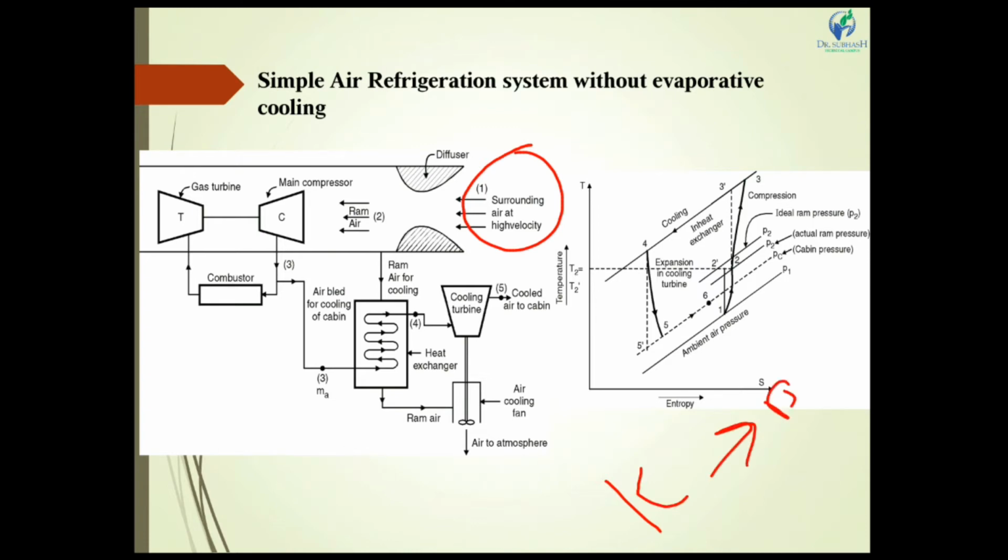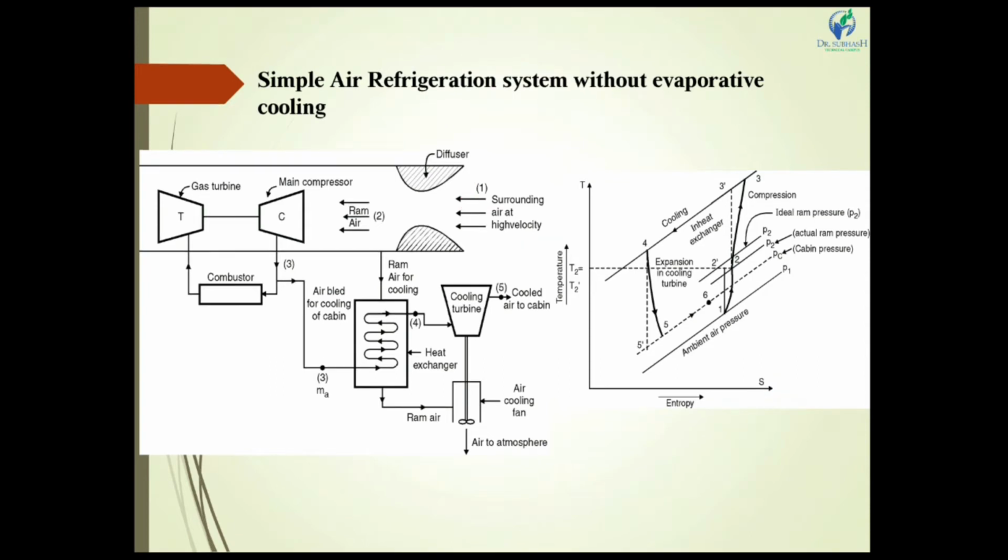That we have to call a ram pressure. Then the ram air is passed through the main compressor. The first, P1, is ambient pressure. Then after the air passes into the propeller, that is called ram pressure, P2.